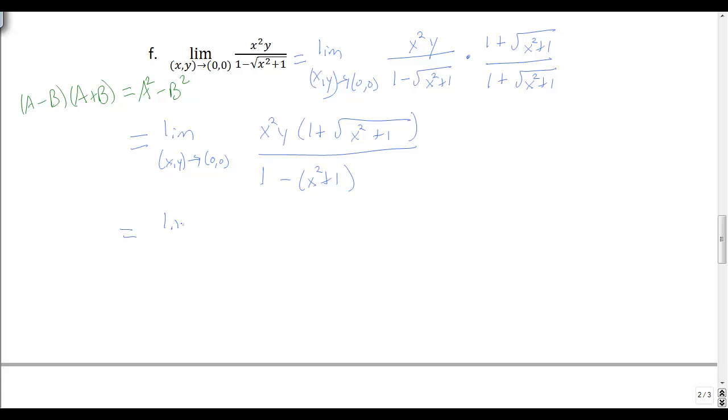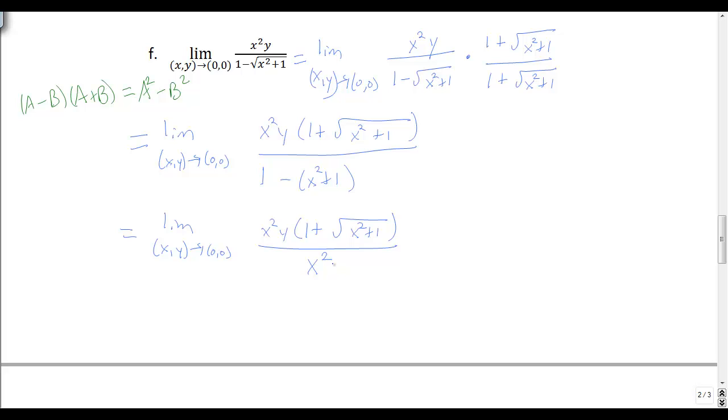And so what we get is the limit as (x,y) goes to (0,0) of x squared y over, I keep forgetting my 1 plus square root of x squared plus 1. On the bottom, I get 1 minus the x squared plus 1. Those cancel. I'm just left with x squared.